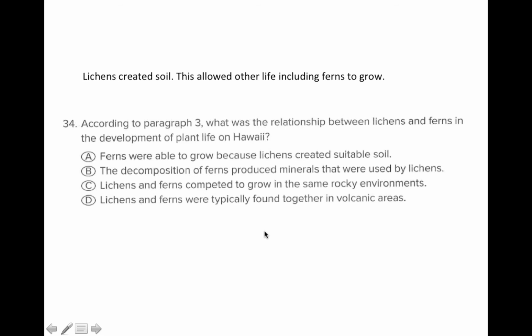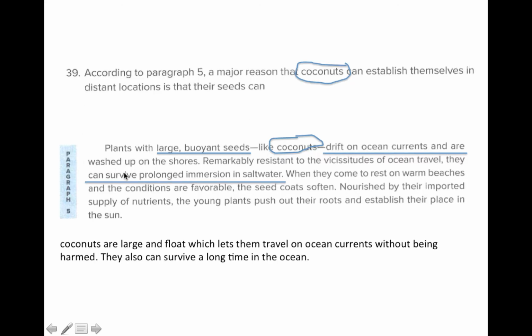Which answer choice best matches this? It's important to know that order can vary and meaning stays the same. So ferns were able to grow because lichens created suitable soil. So if you could match this one to this one, you probably got that correct.